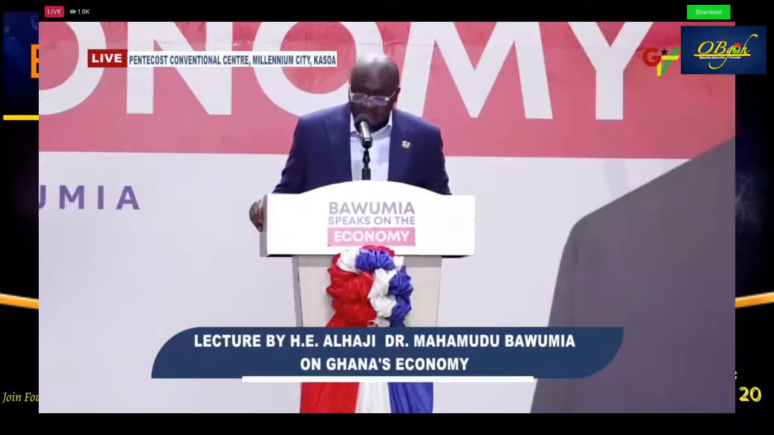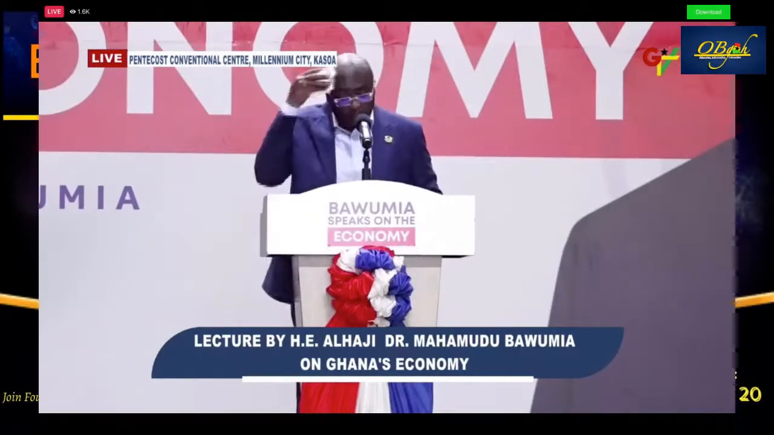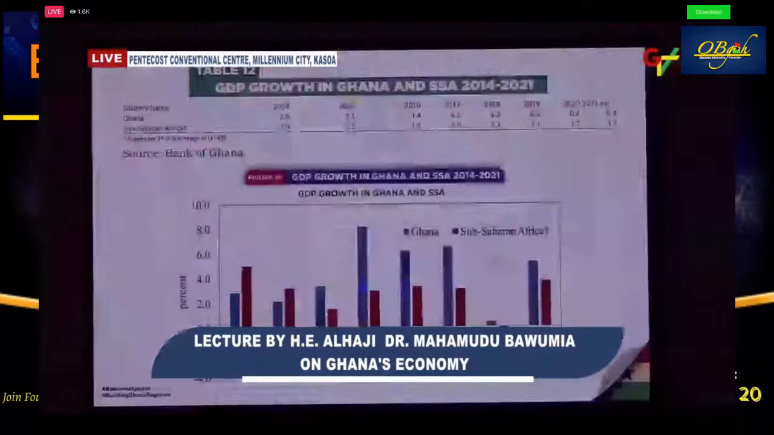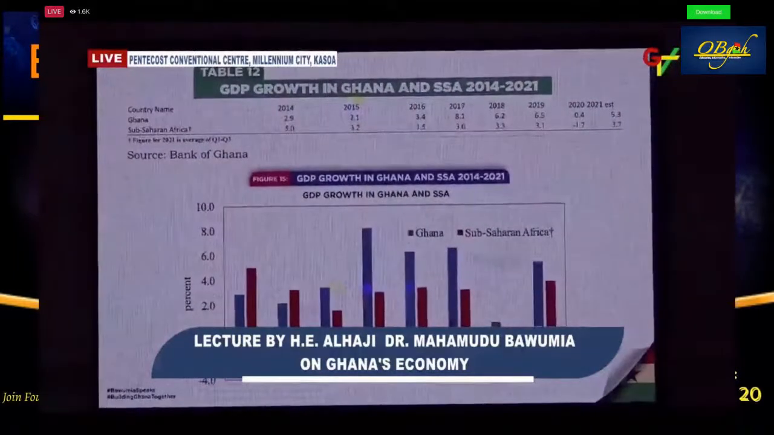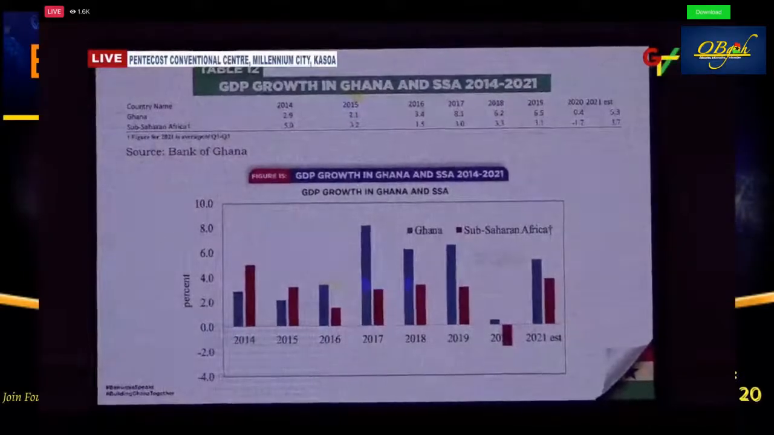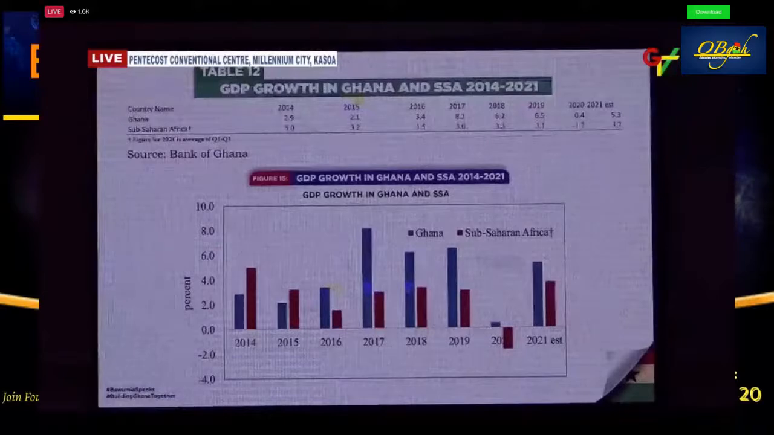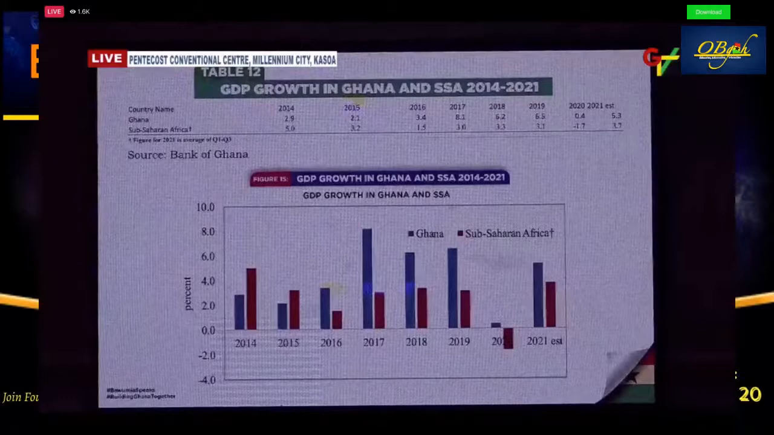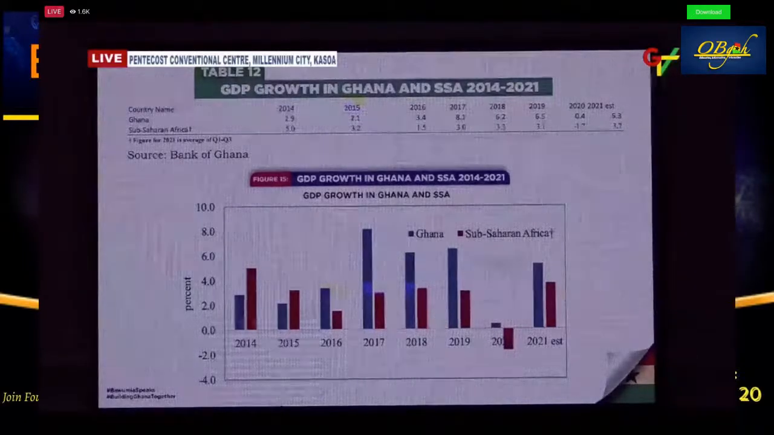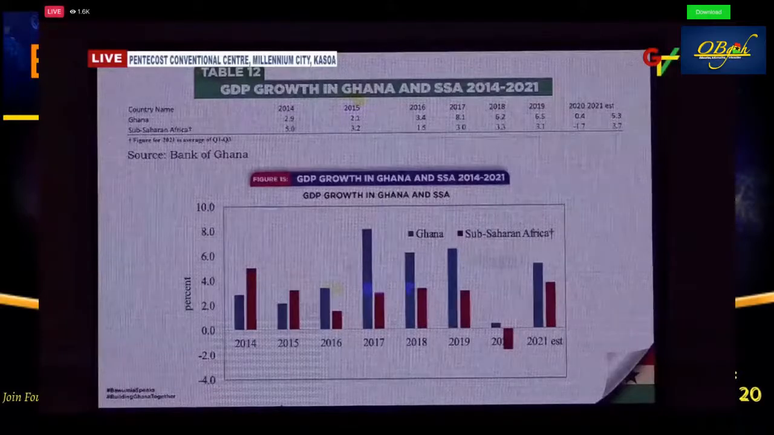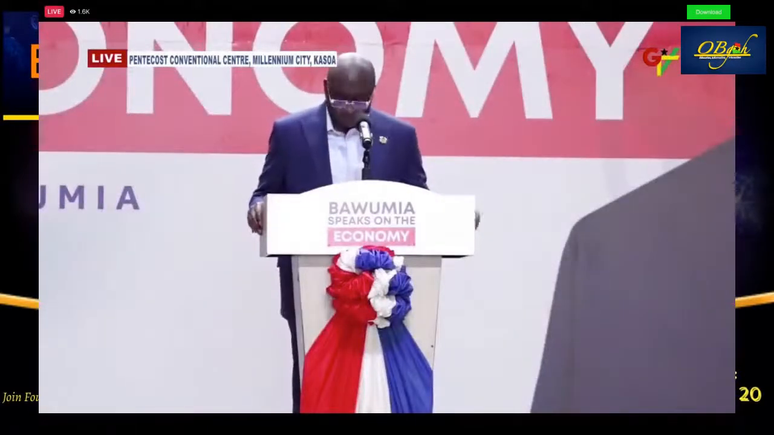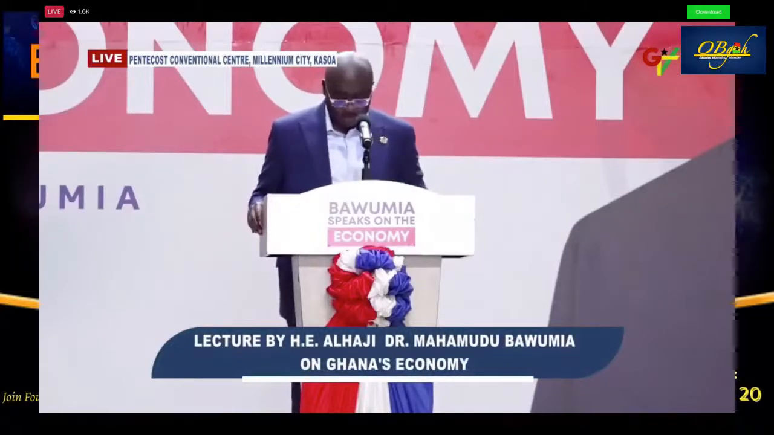In the context of sub-Saharan Africa, GDP growth in Ghana has consistently outpaced the growth in sub-Saharan Africa since 2017. Even in 2020, when as a result of COVID-19, sub-Saharan Africa recorded negative growth on average, Ghana was one of the few countries with positive growth. Between 2017 and 2021, growth in Ghana has averaged 5.3%, while that of sub-Saharan Africa averaged 2.3%. So GDP growth in Ghana was more than double the sub-Saharan African average for this period.